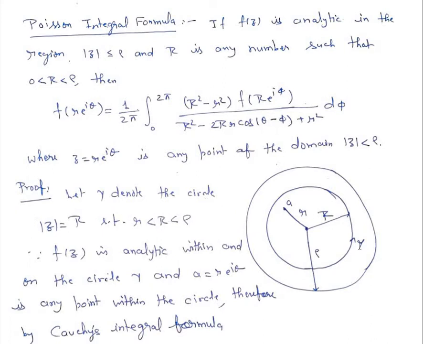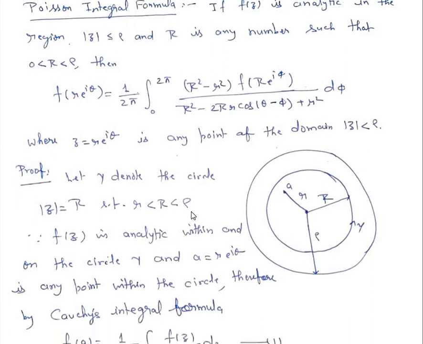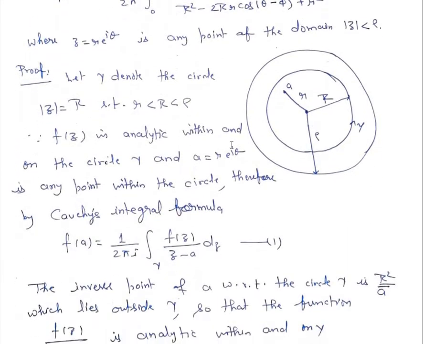Suppose that γ denotes this circle |z| = R, such that R lies between r and ρ. Now since f(z) is analytic within and on the circle γ, and a = re^{iθ} is any point within the circle, therefore by Cauchy's integral formula we have f(a) = 1/(2πi) ∫ over γ f(z) dz/(z − a).